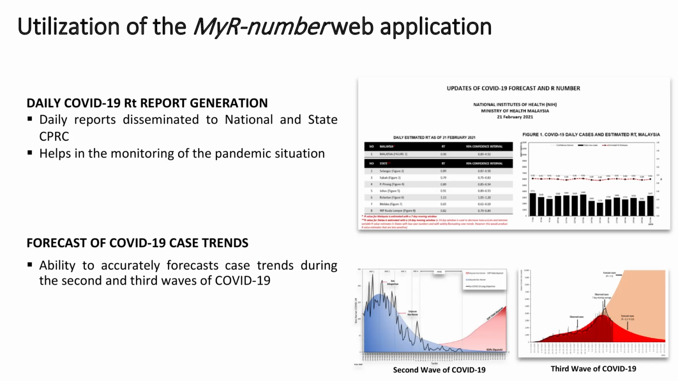This system has been utilized to generate daily COVID-19 RT reports. These reports are disseminated to national and state level CPRC, which helps in the monitoring of the COVID-19 pandemic situation in Malaysia. Additionally, the MyR-Number Web Application system is also able to accurately forecast case trends as observed during the second and third waves of COVID-19 in Malaysia.